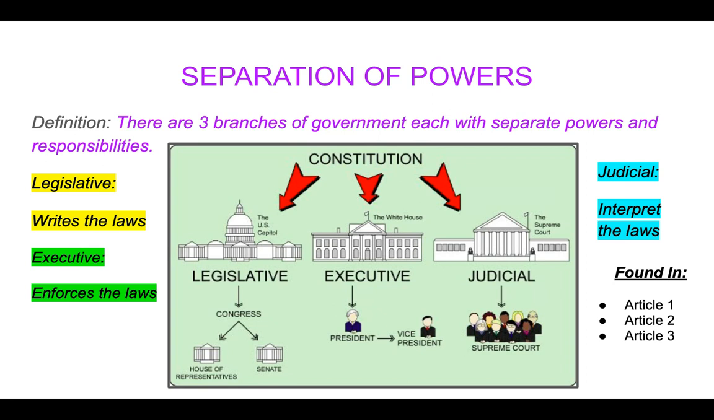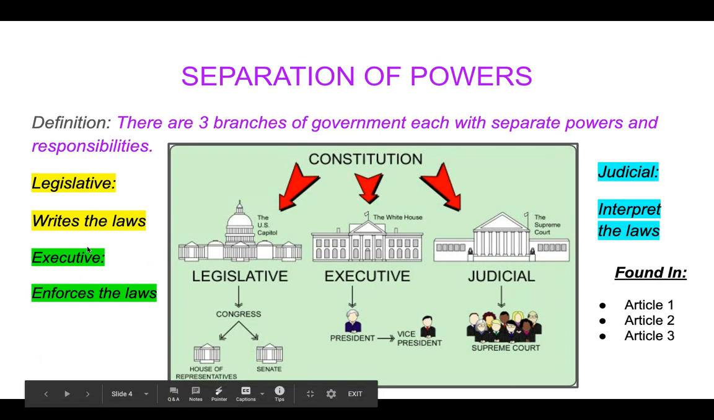So let's say the legislature says, we want to make it a crime to not go to church on Sunday. We think that should be a rule. We're going to make it a law. And they write this law and they pass this law. And that's the legislative branch's job.